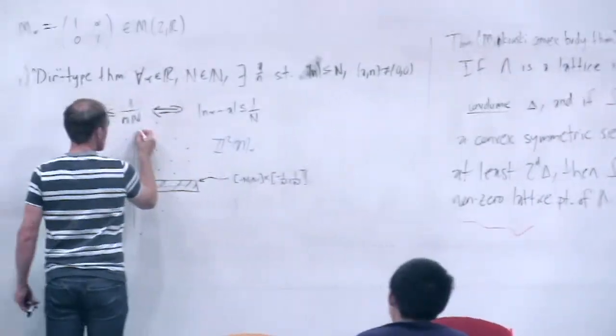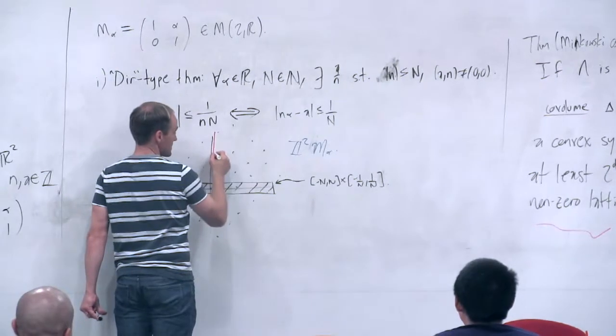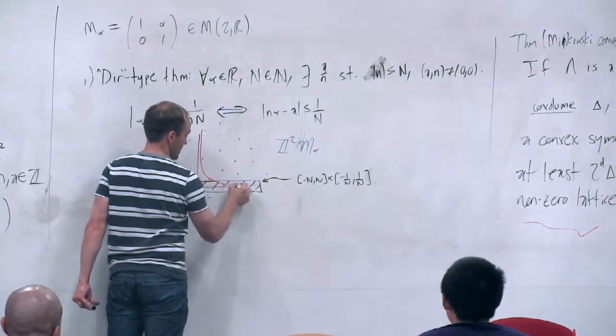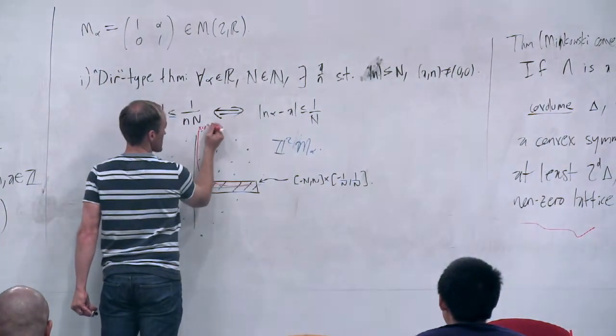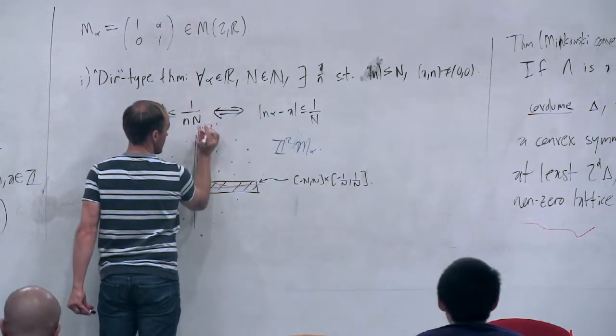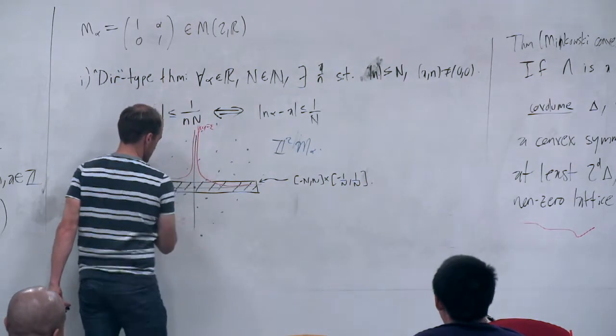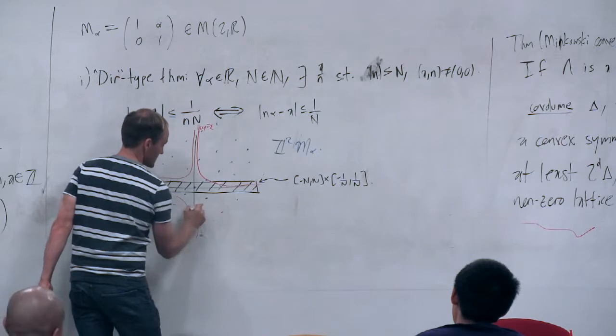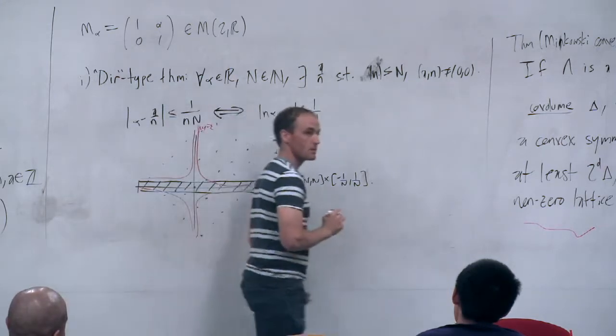Okay. It means that you can choose an epsilon so that when you draw this hyperbola, xy equals epsilon, and then reflect it around the axes, all of the non-zero lattice points that you see fall outside of that hyperbola. Okay.